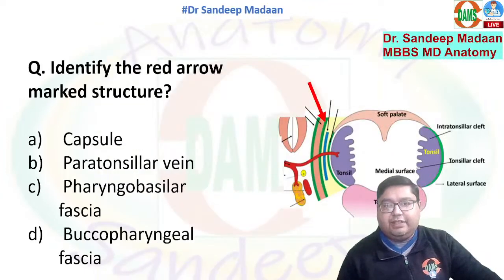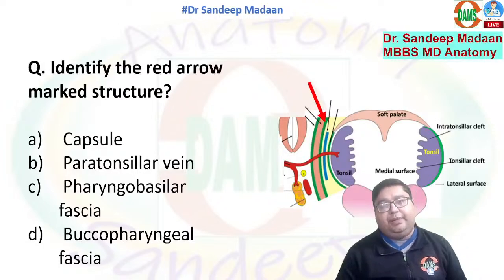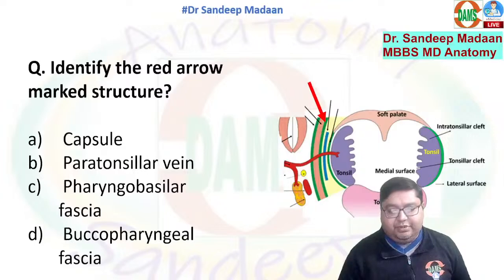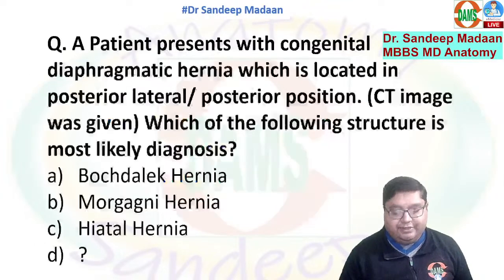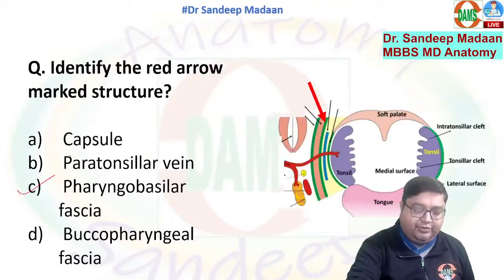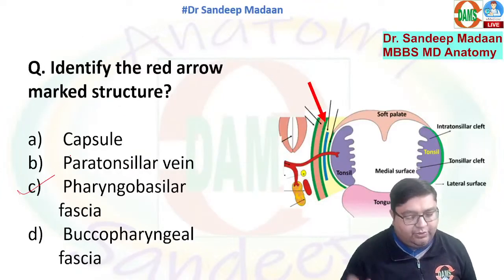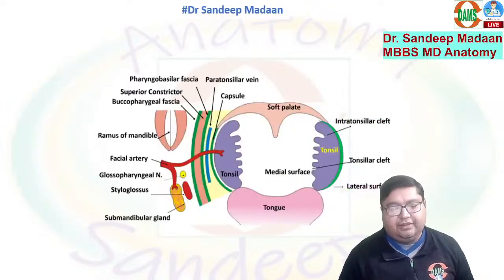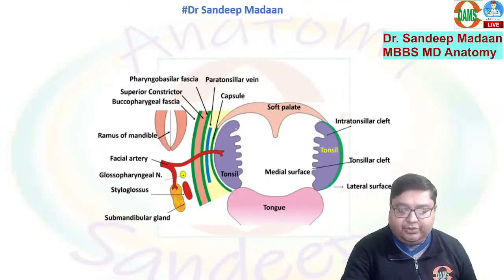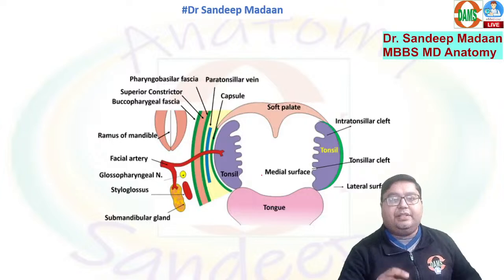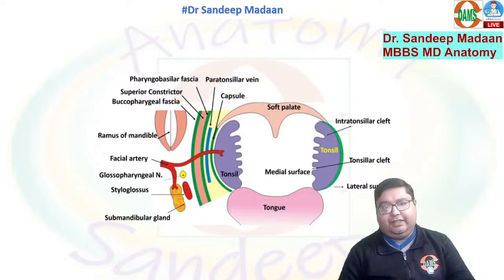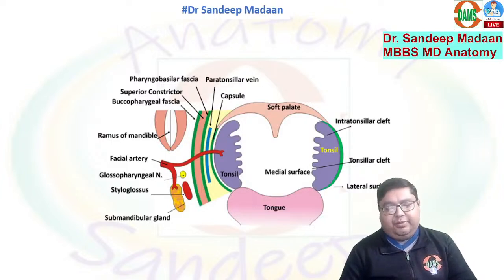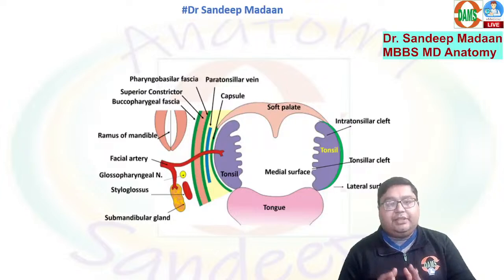Now this question was given which is based on the tonsillar bed. What has been marked as per the recall, pharyngobasilar fascia has been marked over here, so we are going to mark this. But otherwise, if you look at all the structures together, you can see this is the tonsil. Tonsil is present between the two muscles, in between those two muscular pillars the tonsil is located.